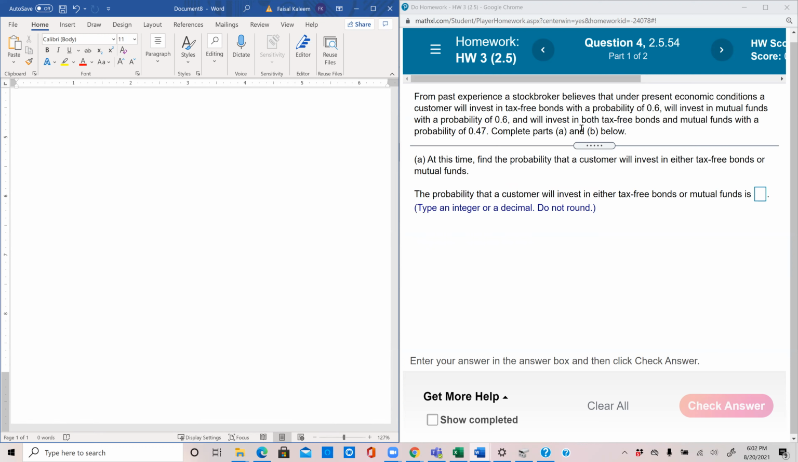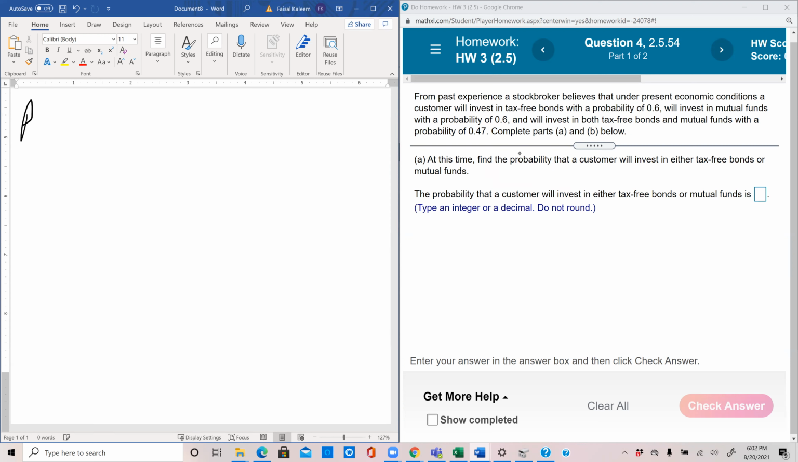From past experience, a stockbroker believes that under present economic conditions, a customer will invest in tax-free bonds with a probability 0.6, mutual funds with a probability of 0.6, and will invest in both tax-free bonds and mutual funds with a probability 0.47. Find the probability the customer will invest in either tax-free bonds or mutual funds.